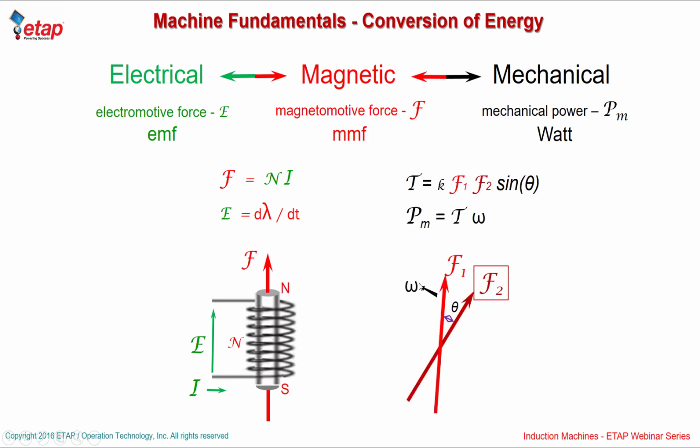On the mechanical side and magnetic side, you have torque, which is proportional to the magnitude of the two MMFs rotating at the same speed and the angle in between. And of course, power is equal to torque times speed omega. So now let's see how this works in an induction machine.